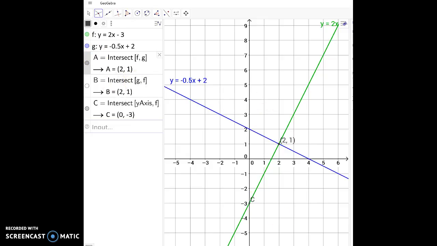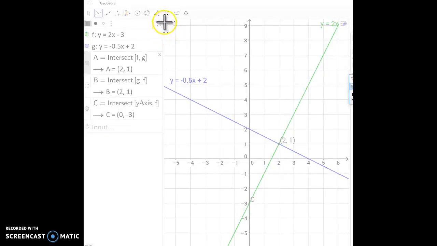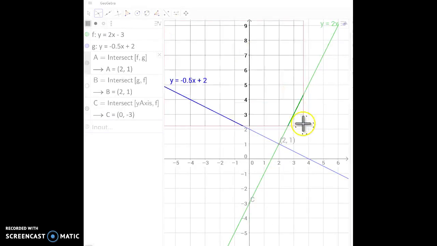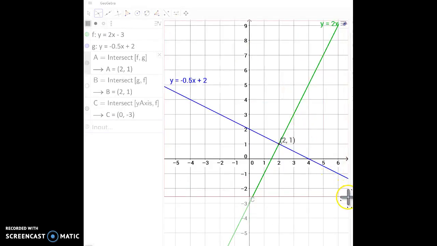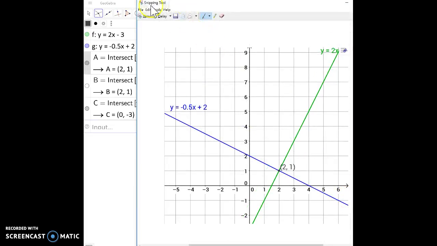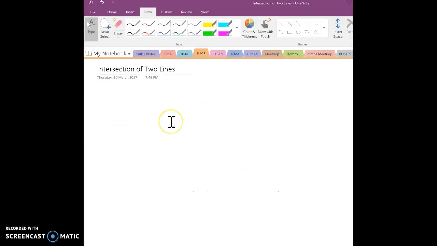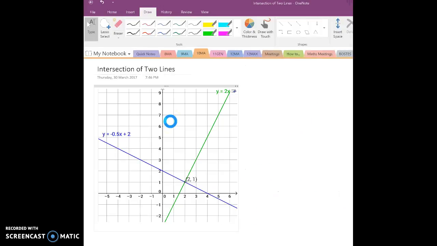I'm going to do a snip of that and then put it into a OneNote and then we'll talk about it. So let me just snip that for you. Okay, edit, copy. Now let's go back to our OneNote and I'll paste it in there. There we go. So have a look at that. I need to be able to draw all over it.